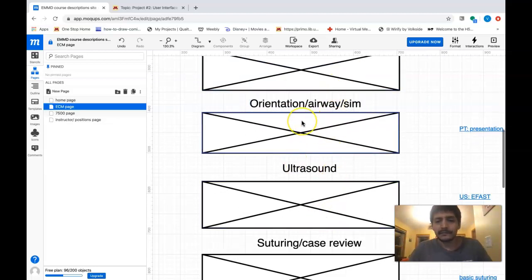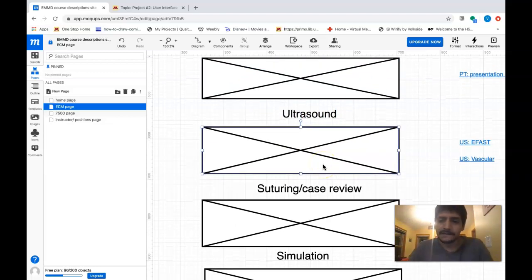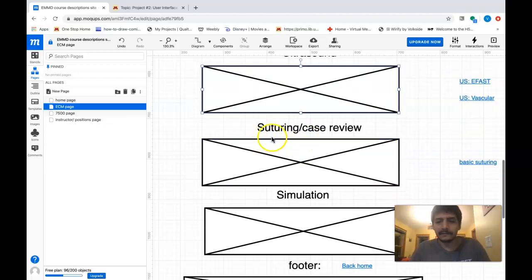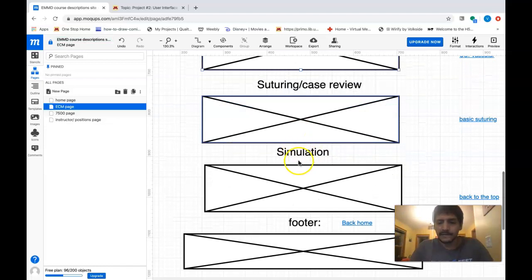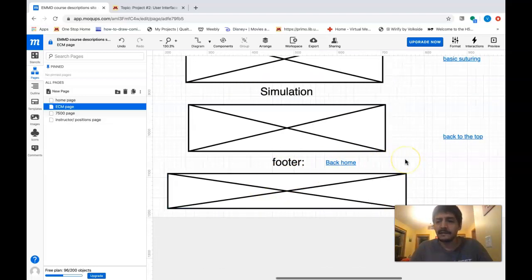So week 1 is orientation, airway, and simulation. And so content here will explain what that is and what those sessions look like. Week 2 is ultrasound, EFAST, and vascular. And again, that'll explain what those sessions will look like. Week 3 is suturing and case review. And then week 4 is more intensive simulation. Again, a footer at the bottom here, and then the link just to go back to the home page.